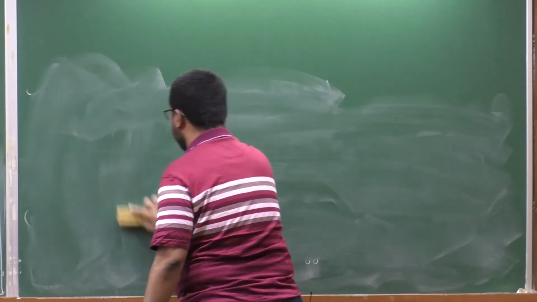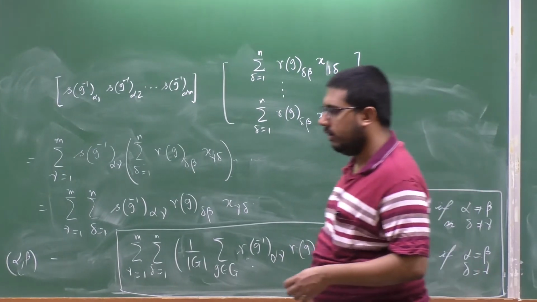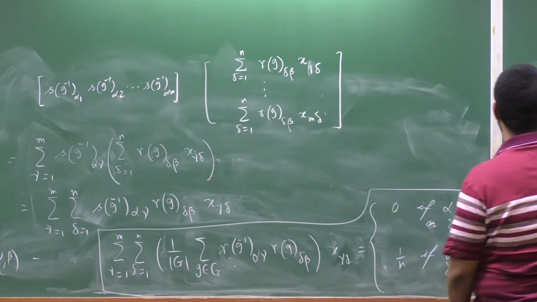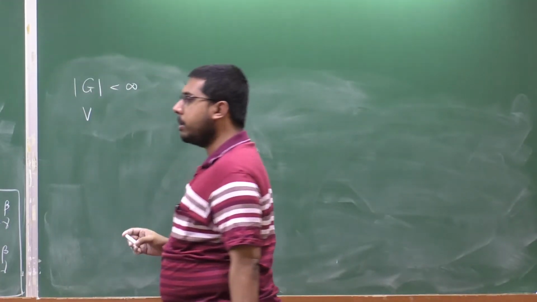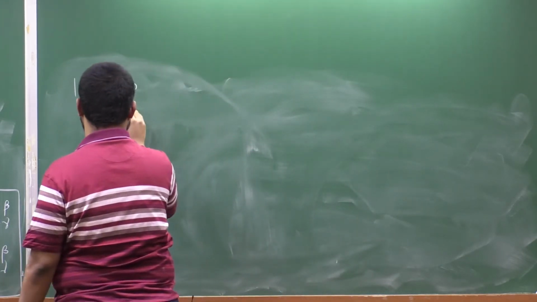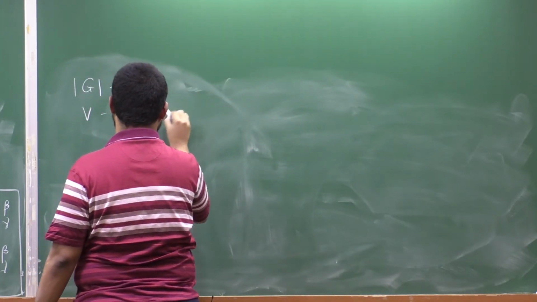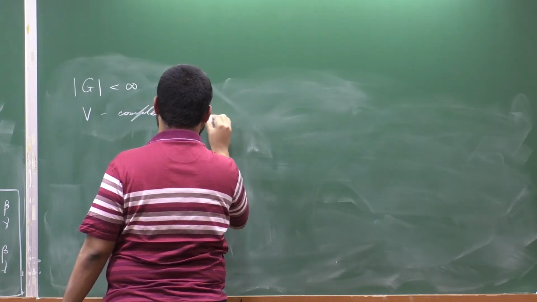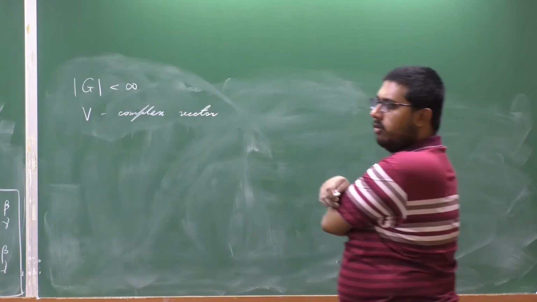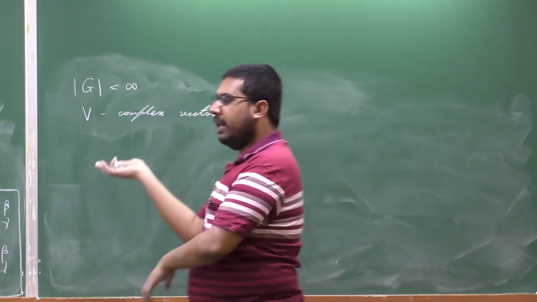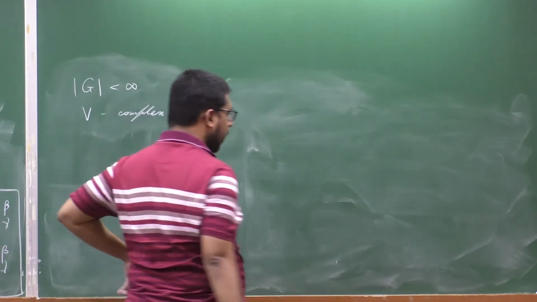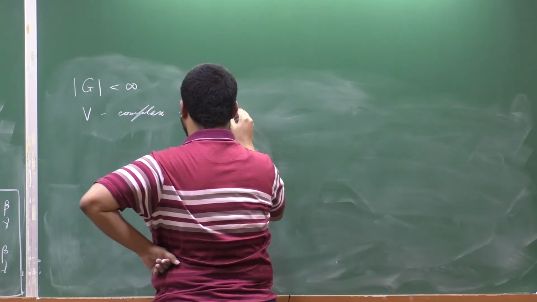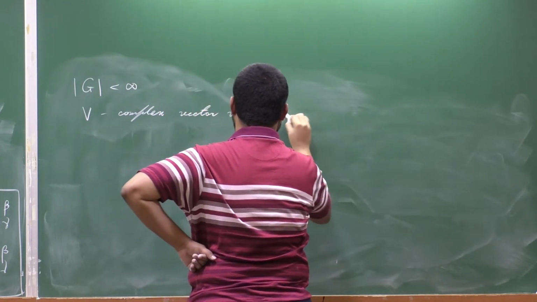So before that, let me remind you the definition of a character. From now on we will always assume G is finite unless otherwise specified, and V is a vector space. We also assume V is a complex vector space and finite dimensional. However, the definition of character that we are going to give goes through as long as the vector space is finite dimensional over any field, but for arbitrary fields we are not bothered right now. So complex vector space and finite dimensional.